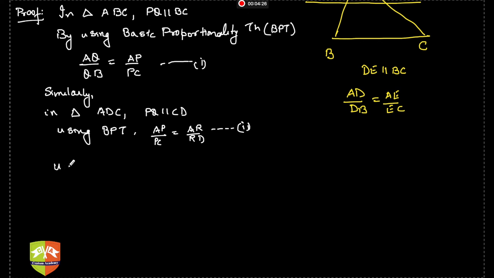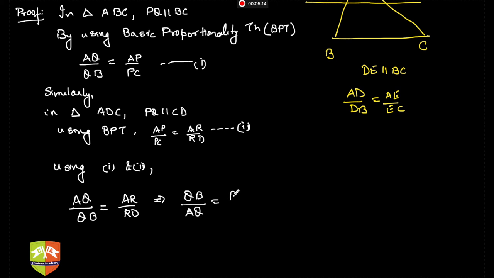Now using 1 and 2, if you see, AP by PC appears in both the relations, so you can write AQ upon QB is equal to AR upon RD. But I have to prove AR by AD actually. So what I can do is, the same relation can be written as, if you invert it, QB by AQ is equal to RD by AR.